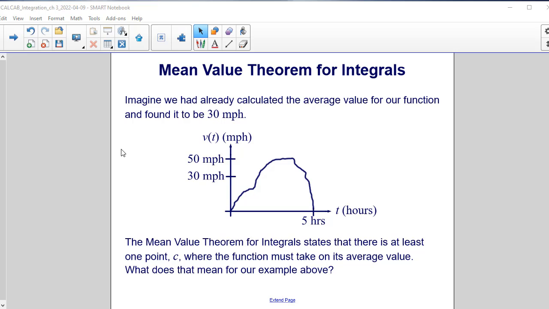Imagine we had already calculated the average value for our function and found it to be around 30 miles per hour. The mean value theorem for integrals states there is at least one point, which we'll label c, where the function must take on its average value. What does that mean in the example above?